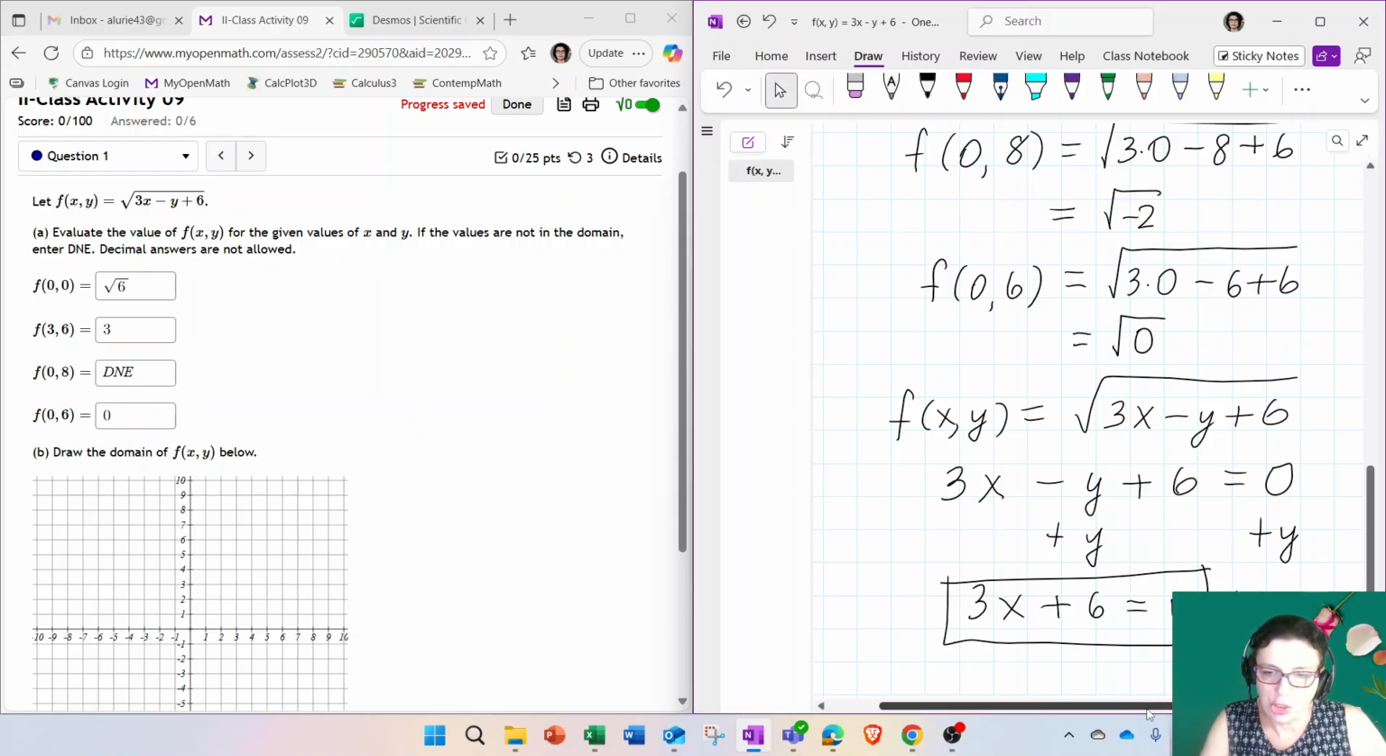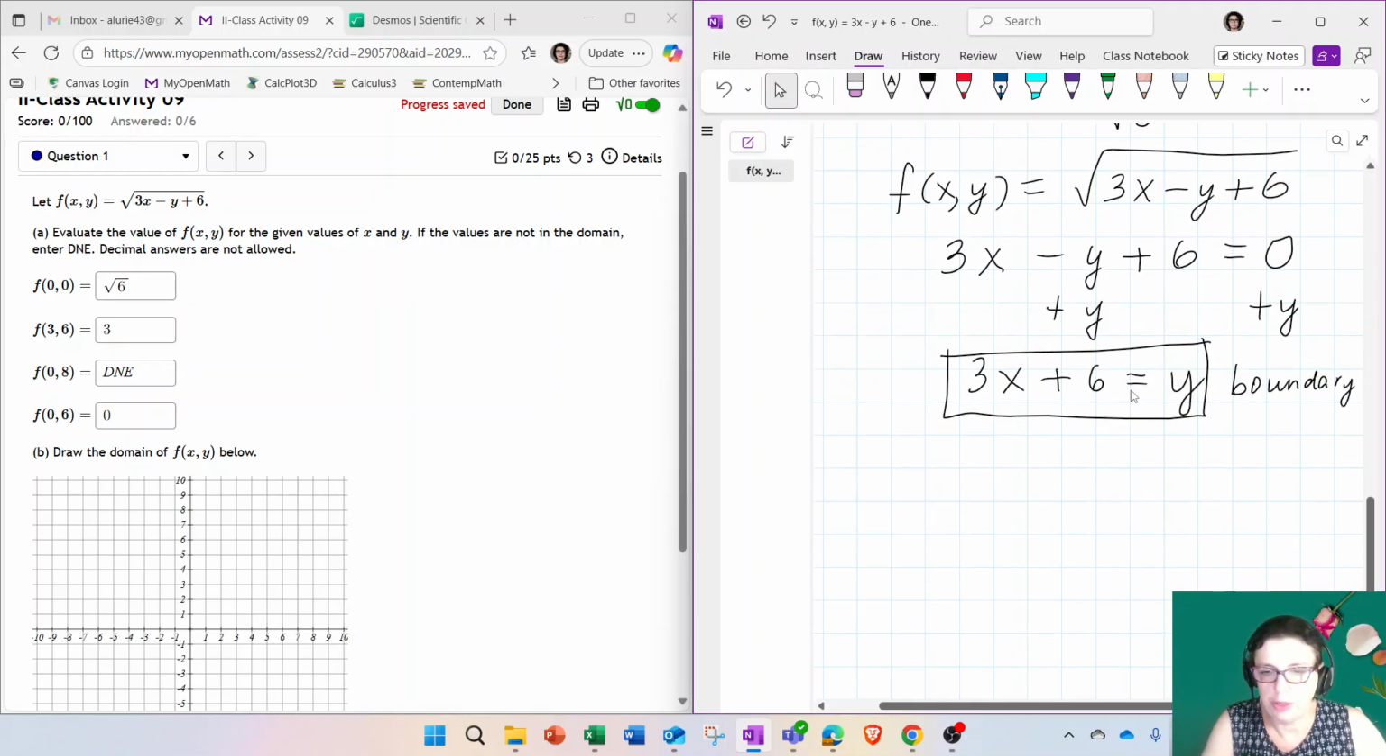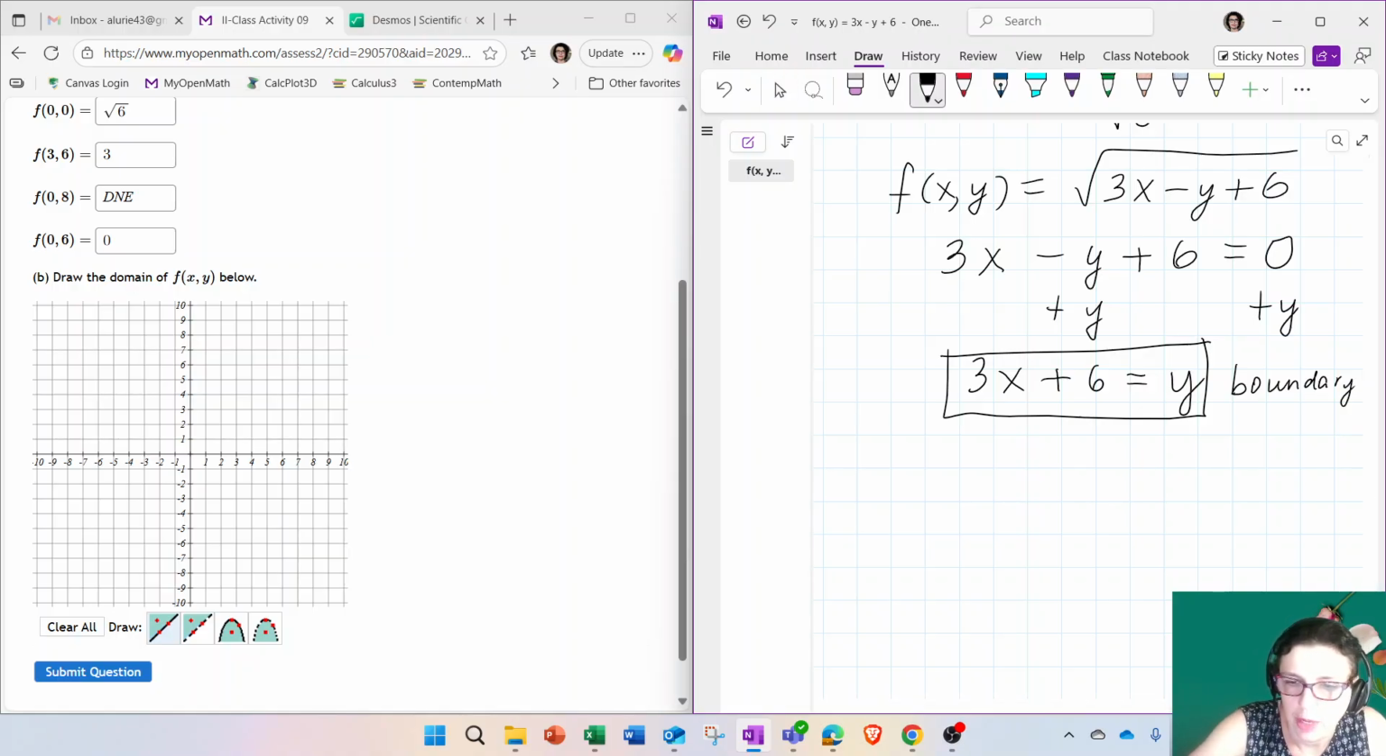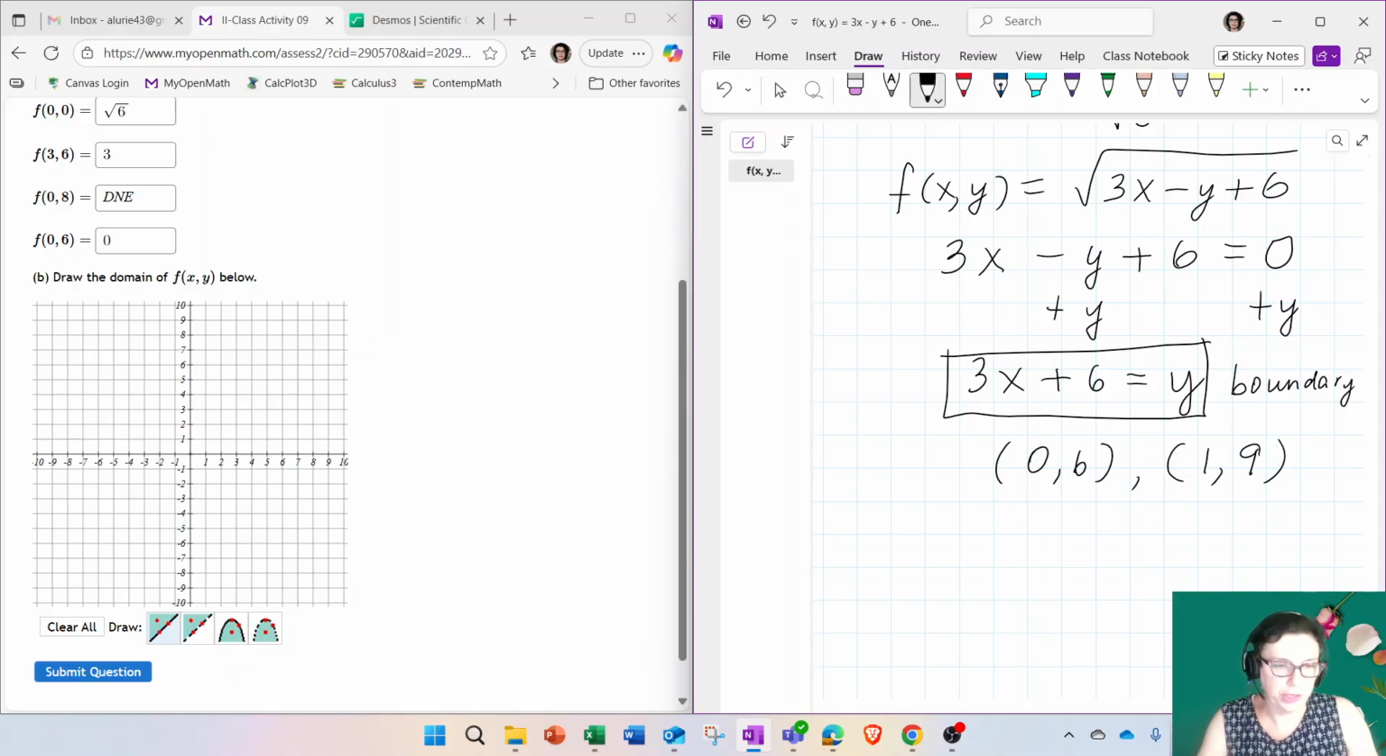Okay, so how do I graph something like this? Well, this is a line, obviously. So to graph the line, I need 2 points. For example, if I plug in x equals 0, I will get 6. So 0, 6 would be one possible point. Or, let's maybe plug in 1. And if I plug in 1, then I will get 9. So for a line, you only need 2 points.